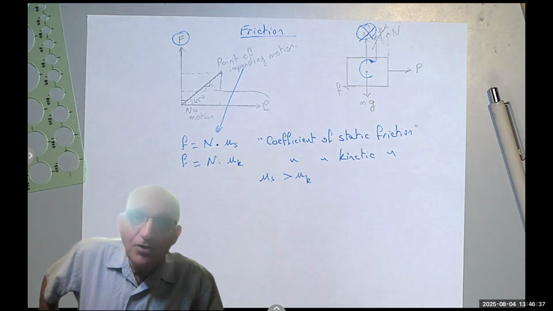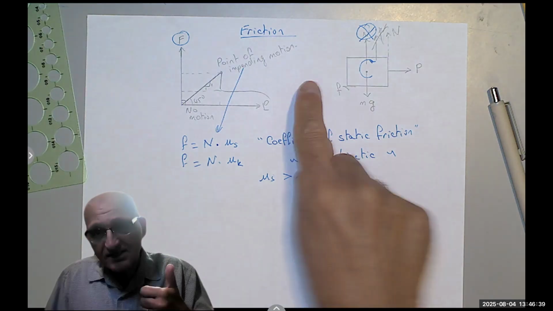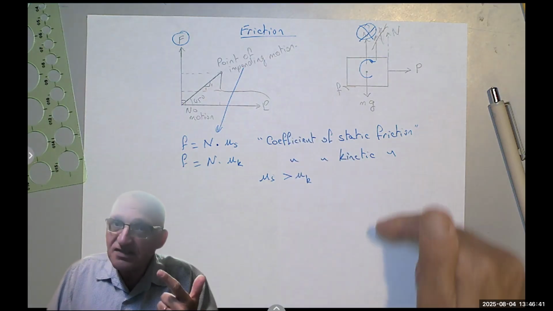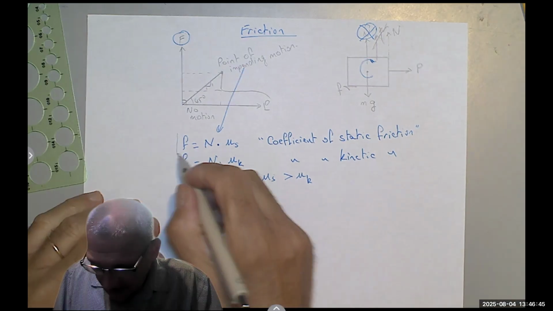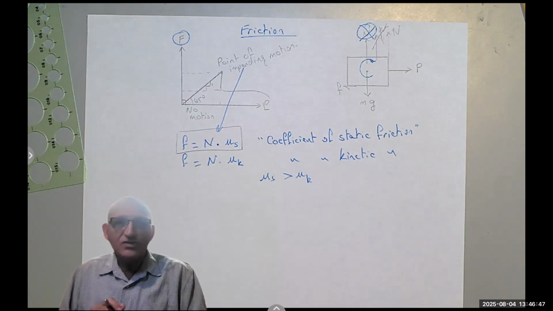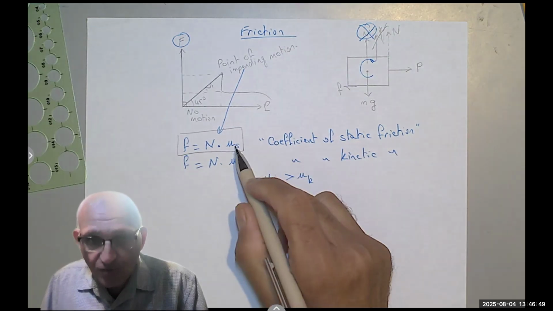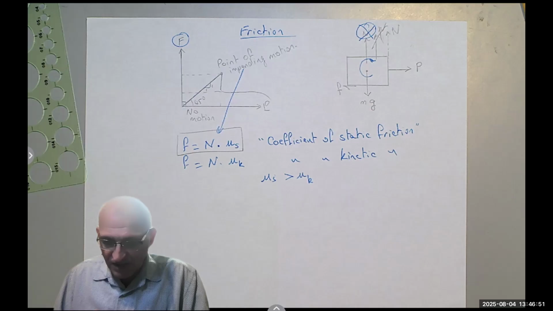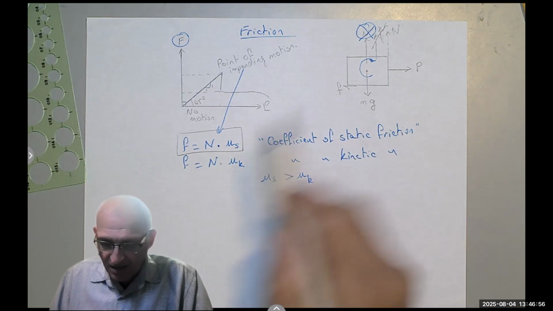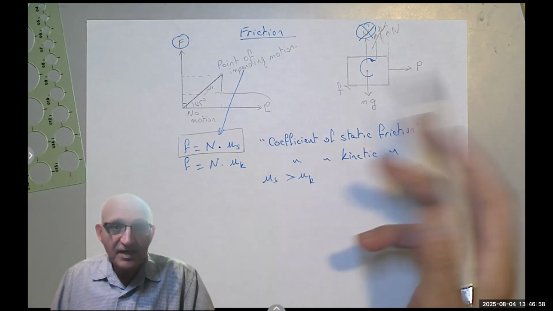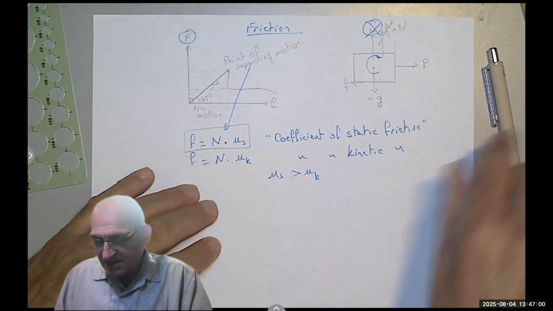We have three equations of equilibrium. Sum of the forces in the x equals 0. Sum of the forces in the y equals 0. And at the point of impending motion, F equals N times mu sub S. Mu sub S would be given to you. And now you can solve for the three unknowns, P, N, and F, or F, N, and mu sub S, depending on the scenario.